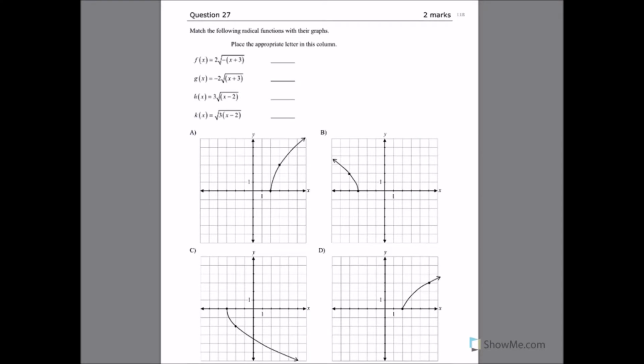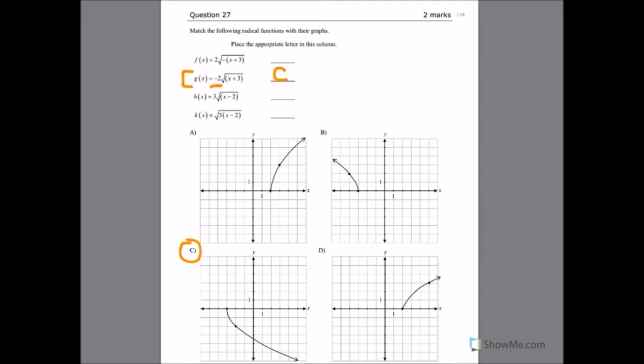Match the following radical functions with their graphs. Okay, perfect. So you can see these are all radicals. You can go down the list, or you can look at your graphs first, but the first one that jumps out to me is g of x because of the -2 in front. That means it's flipped over the x-axis, so it's the only one that's going to be decreasing the whole time, so that's C. So g of x is C.